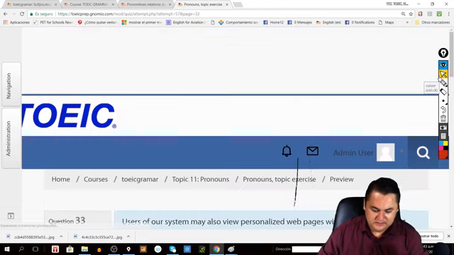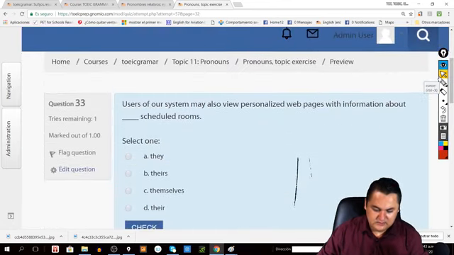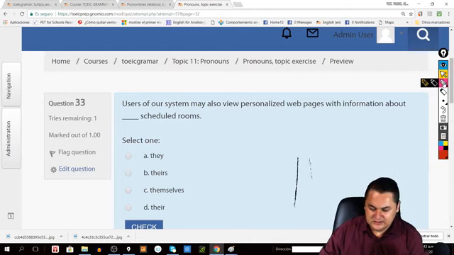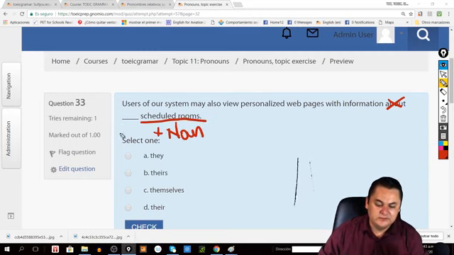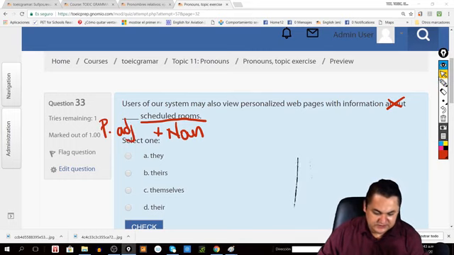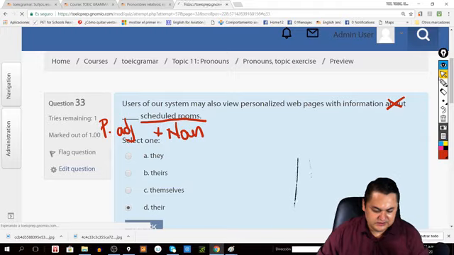And then in this final exercise, about is a preposition. Scheduled rooms is a noun. Before nouns, we're going to use possessive adjectives. And the possessive adjective is option D.